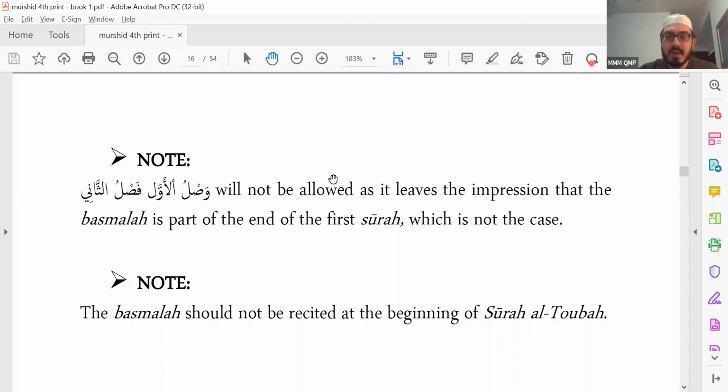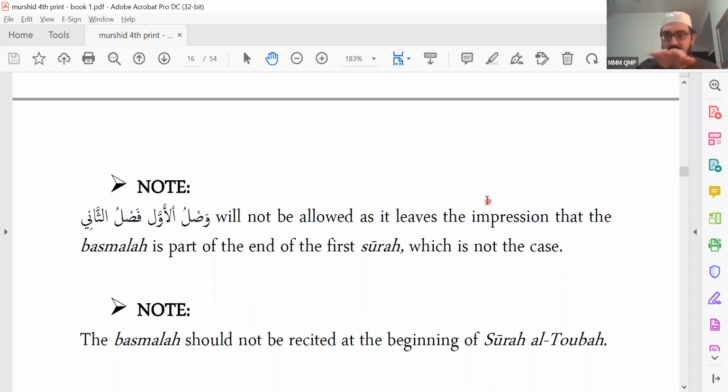Why is this not allowed? Because it will leave the impression that the Basmala is part of the end of the first surah, which is not the case. That's why. Because as we know, the Basmala comes at the beginning of each surah, yes or no? Yes. It comes at the beginning of each surah.